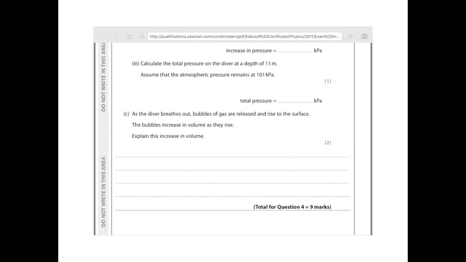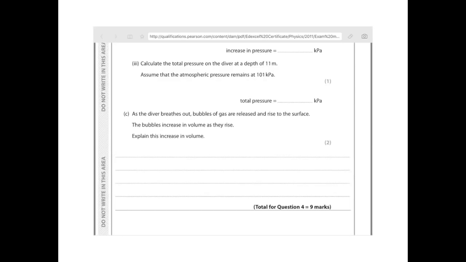And what that does, because remember, if it's warmer, the particles vibrate more, and therefore the pressure will increase inside the bubble, which leads to its volume increasing. Or you could give an argument to do with the fact that pressure decreases closer to the surface. Always provide an equation in this case, so that would be pressure equals height times density times G.